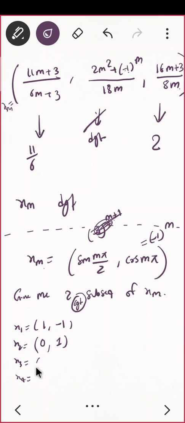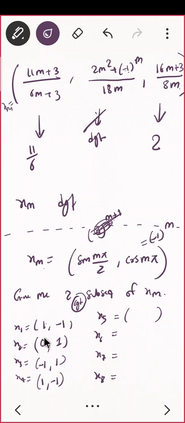What about x3? What about x4? x3, since it is odd, will be minus 1, correct? What about x4? It will be again 1. Do you see some pattern? 1, 0, minus 1, then 1, 0, minus 1, then 1, 0, minus 1 later on.